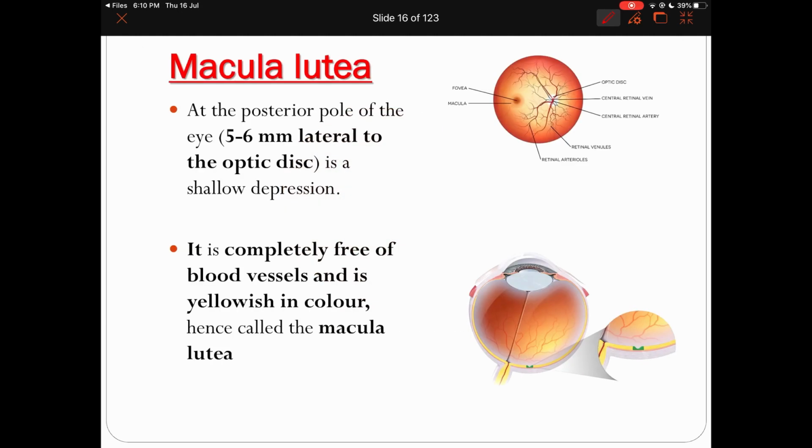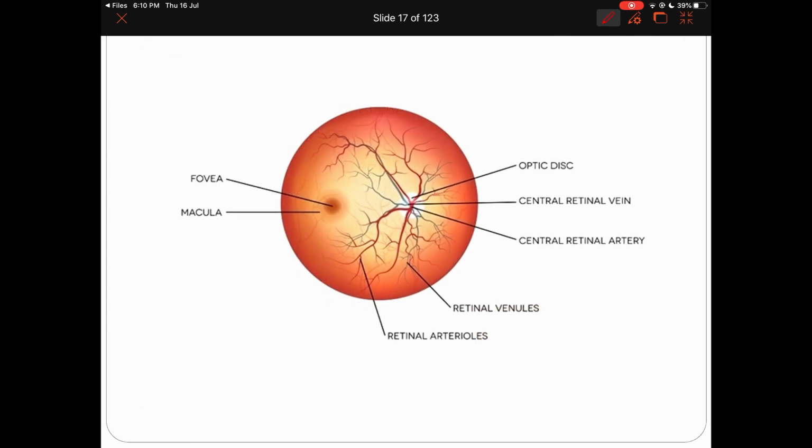Macula lutea, I already told you, is 5 to 6 millimeters lateral to the optic disc, obviously, because the optic disc is more medial, because here will be the eyeball and this is the pole here.